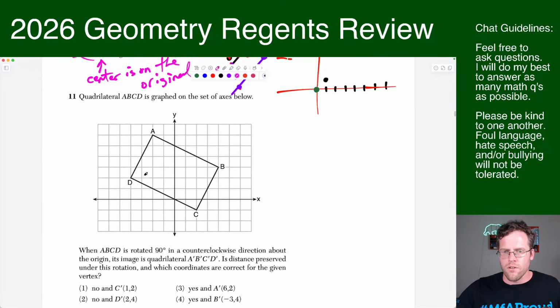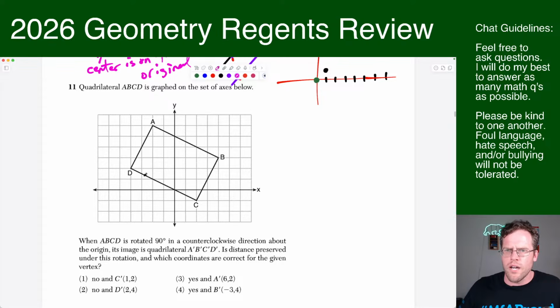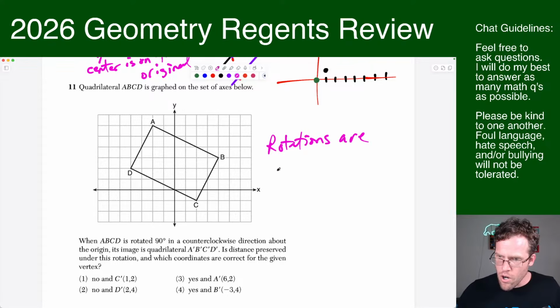Alrighty, so here quadrilateral ABCD is graphed on the set of axes below, when rotated 90 degrees in a counterclockwise direction. Okay, let's see. Is distance preserved under the rotation? Yes. So rotations are rigid motions. Remember that. Okay, rotations are rigid motions.